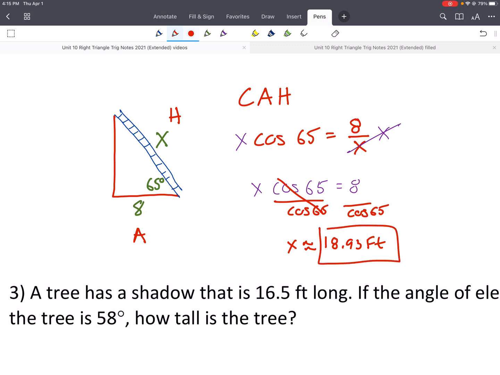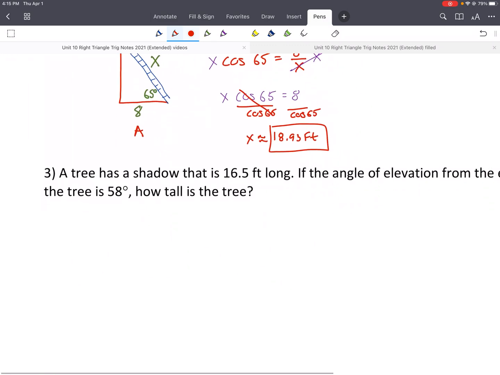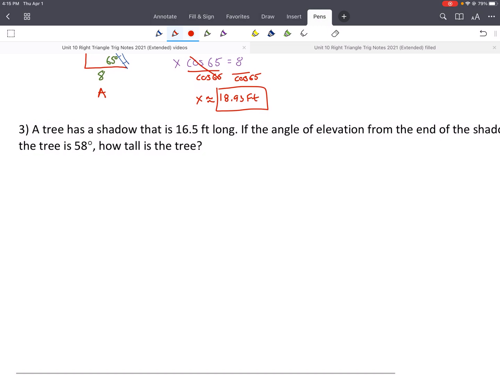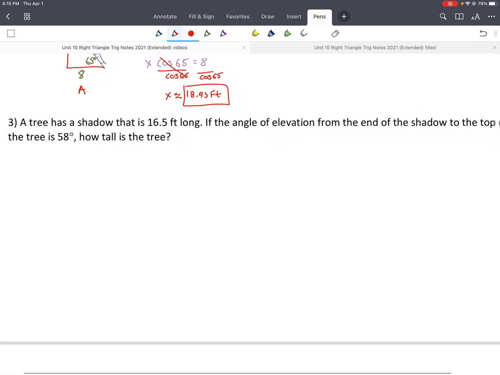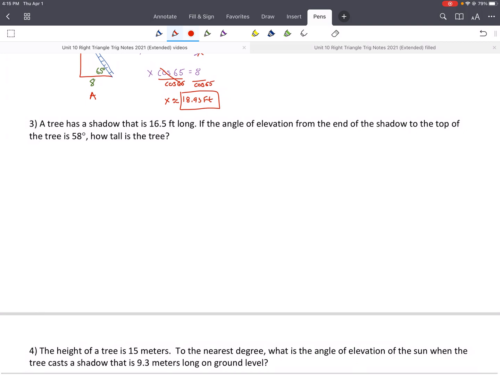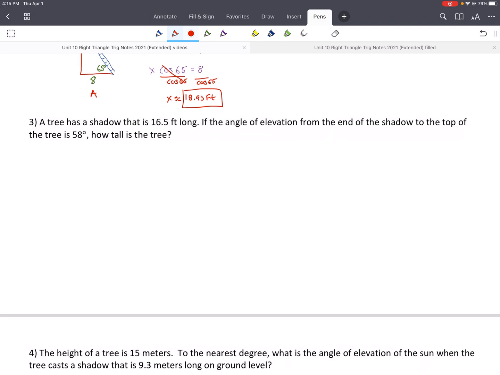All right. So why don't you give this one a try by yourself? A tree has a shadow that is 16.5 feet long, and the angle of elevation from the end of the shadow to the top of the tree is 58 degrees. How tall is the tree? So pause and give it a try. Draw your triangle, label the information, and do all that.